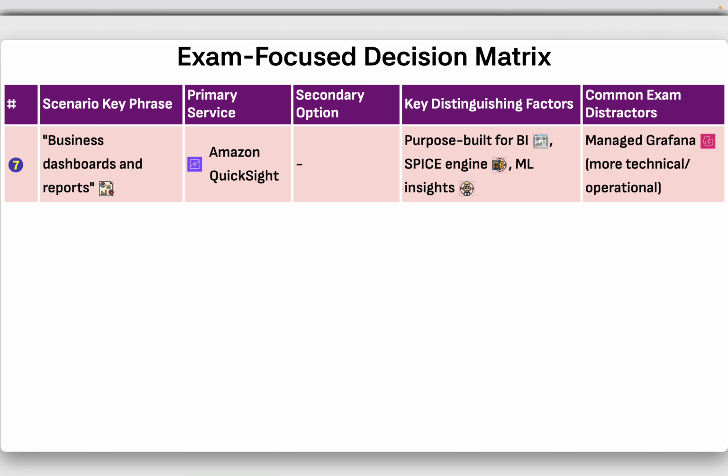Next, business dashboards and reports. So primary service, only one, luckily Amazon QuickSight. Key distinguishing factors are that it is purpose built for business intelligence, there's a SPICE engine, and there are machine learning insights as well. Common exam distractors are Managed Grafana, which is more technical and operational.